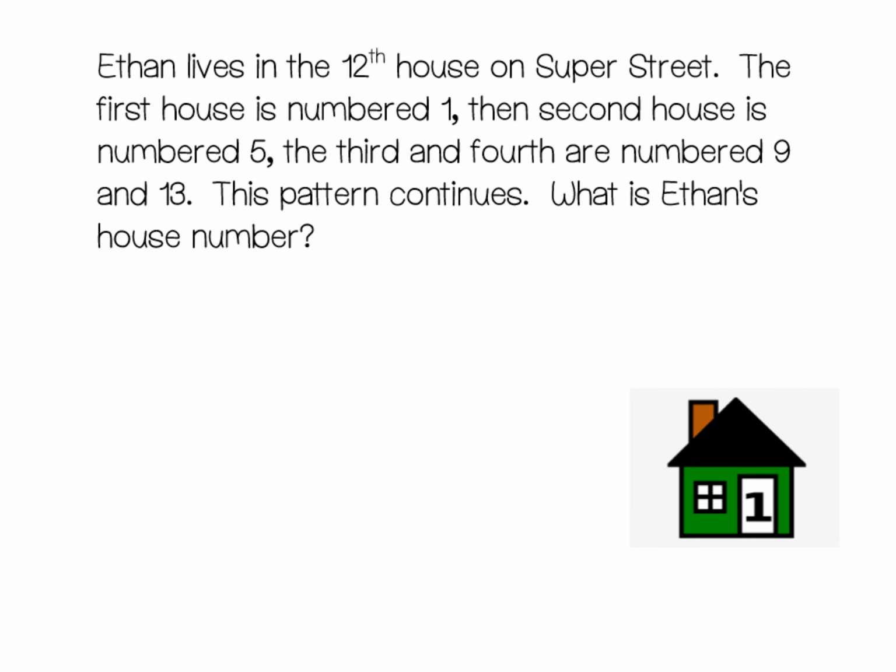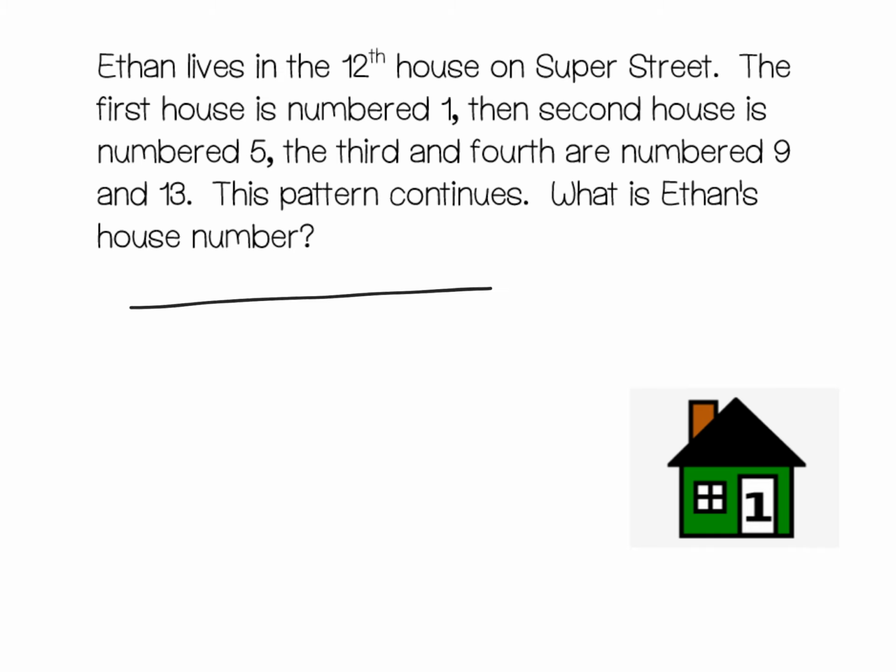Okay, here's the next problem. It says Ethan lives in the 12th house on Super Street. The first house is numbered 1, the second house is numbered 5, the third and the fourth are numbered 9 and 13, respectively. This pattern continues. So what is Ethan's house number? So this is one where we could use a table to help us.